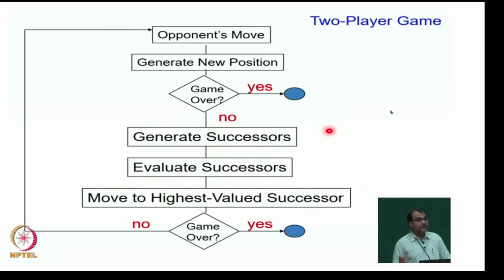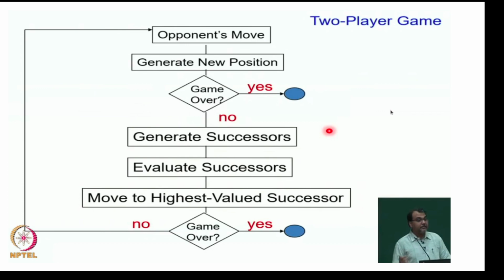So this is the scenario of a two-player game. The opponent took a move, and that generated a new position. That's a chessboard only. The opponent took a move and you got a new chessboard state. Is the game over? If yes, then either someone has won or there is a draw position. If the game is not over, what we do is generate our successors.